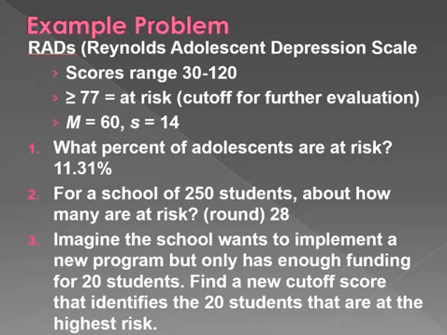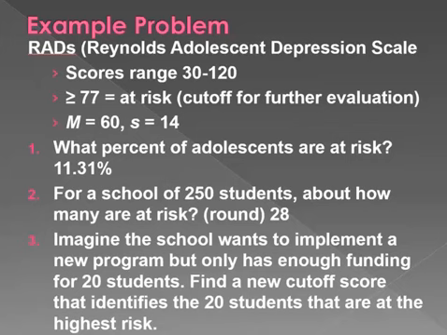So let's think about this with a little bit more depth. What this is saying is that 28 of our students should be at risk for developing depression, because we have a school of 250 students. We know that 11.31%, or a proportion of 0.1131, should score a 77 or higher. So in a school of 250 adolescents between the ages of 13 to 18, we would expect 28 of our students to be at risk. But the school district is saying that we only have money to treat 20 students. So what we need to do now is calculate a new cutoff score. This is a score that's likely going to be higher than 77.